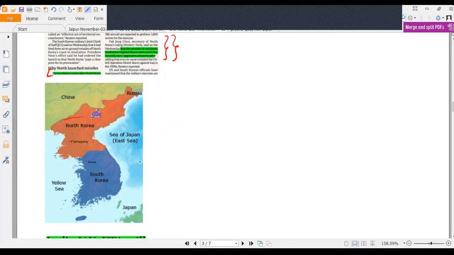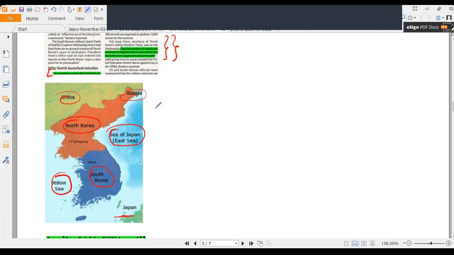Both countries are neighbors. This is North Korea, this is South Korea. North Korea is close to China and Russia. In fact, it shares borders with China and Russia in the north and South Korea in the south, whereas South Korea shares land border only with North Korea. On the east, it is the Sea of Japan, that is East Sea, and in the south, it is the Yellow Sea. Here it is Japan. So this becomes important from prelims point of view.